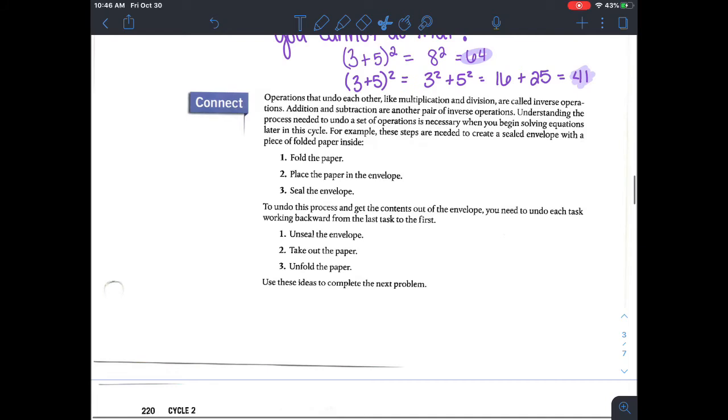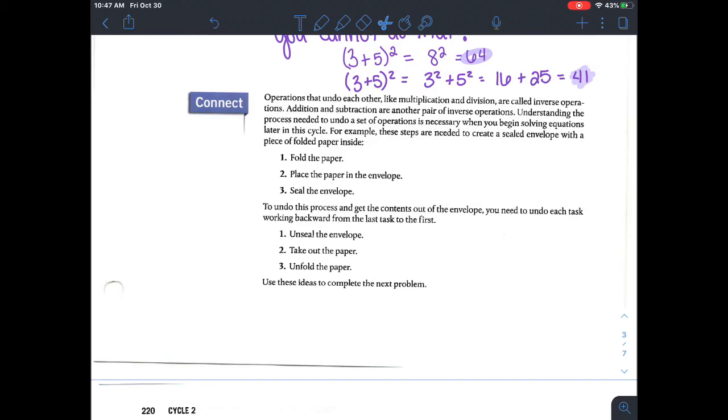And then the next little part here, operations can undo each other, like multiplication and division. Those are called inverse operations. Addition and subtraction, another pair of inverse operations, just like squares and square roots, all of that. Understanding the process needed to undo a set of operations is necessary when you begin solving equations later in this cycle. So cycle 2B, we'll be looking at how to solve equations, even though I'm sure most of you already know how to. 2B is going to be so easy for us.